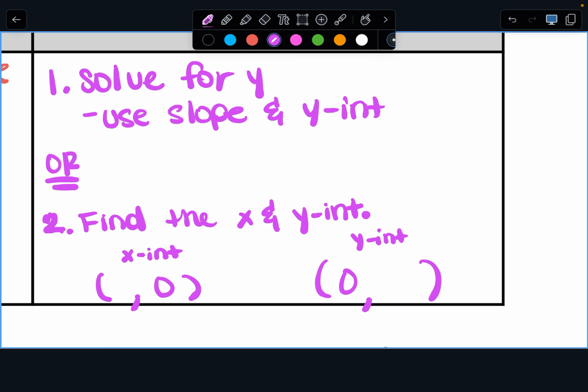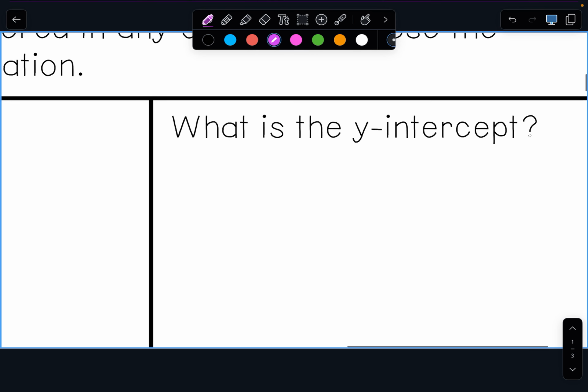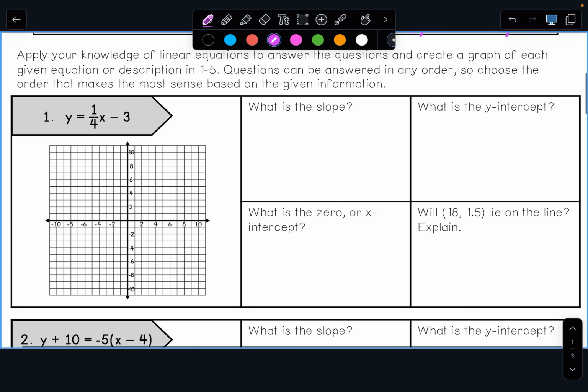So apply your knowledge of linear equations to answer the questions and create a graph of each given equation or description in numbers 1 through 5. Questions can be answered in any order. Look at number 1. What form is this equation written in? Slope-intercept form. Since it is written in slope-intercept form, which one of the three methods that we wrote at the top are we going to use? First box, second box, or last? The first one.